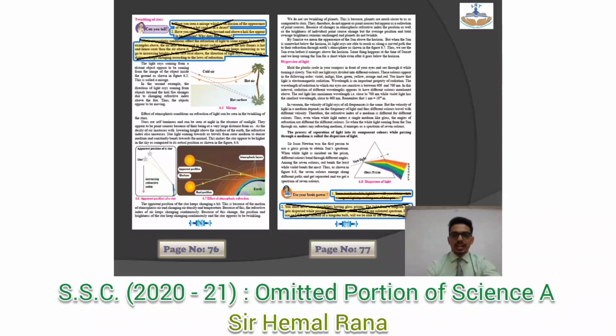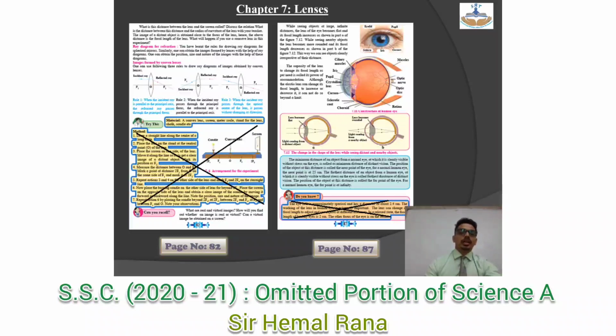Those two questions have been removed from your syllabus for this academic year. Then on page 82, we start with your chapter 7, that is lenses. Now, when you talk about page 82, the try this part has been removed completely. This particular activity is not there.